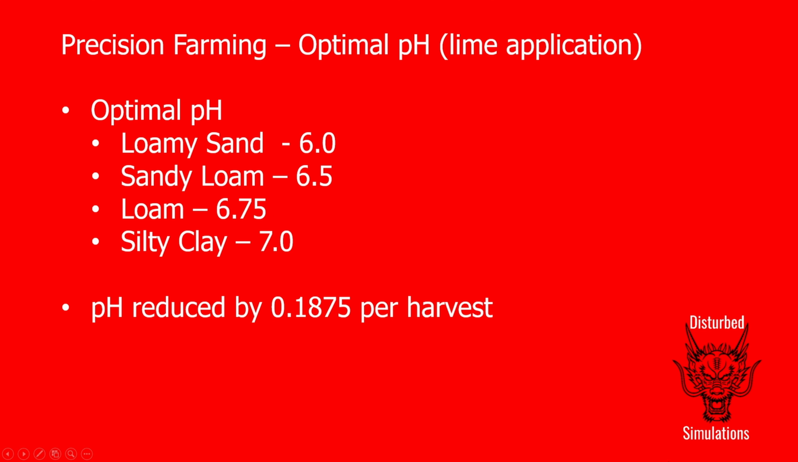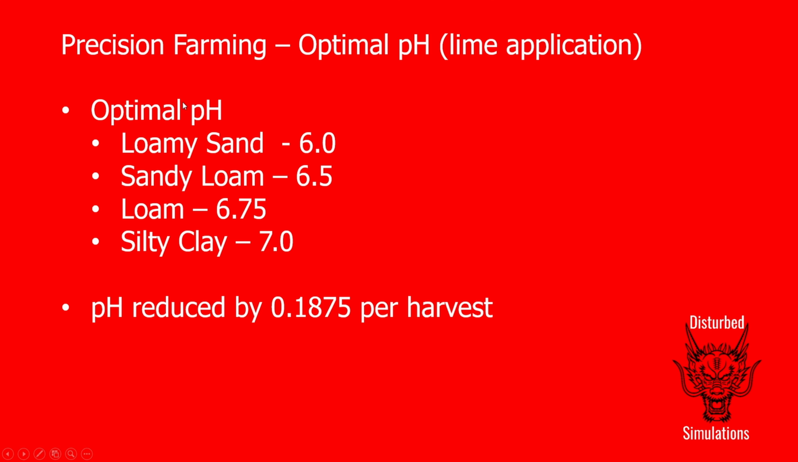So first off, optimal pH or lime application. As I said, based on soil type, and for each of the 4 different soil types. So we have loamy sand, you want a pH of 6, sandy loam, you want a pH of 6.5, loam, you want a pH of 6.75, and silty clay, you want a pH of 7. And each time you harvest a field, the pH will be reduced by about 1.9. Let's round that up a little bit.